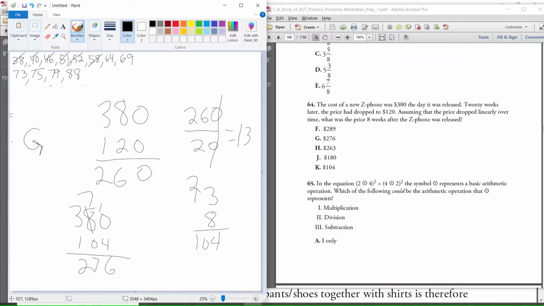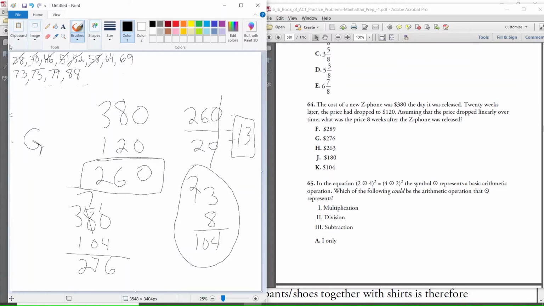$276. So again, first we had to find how much total price it dropped in 20 weeks. Then we divide that by 20 to find out the price per week. Then we multiply that by 8, the number of weeks, to find out how much it dropped in only 8 weeks. And then we subtracted that from the original price to find out what the price was after 8 weeks.